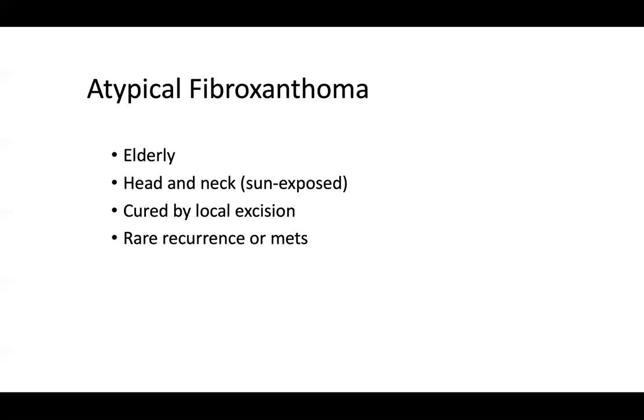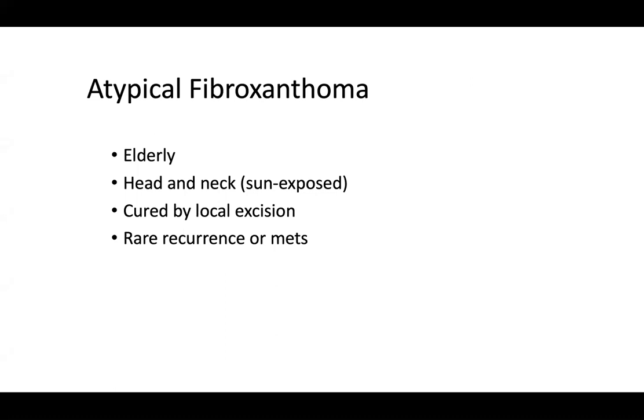Moving on to atypical fibroxanthoma. These occur in the elderly, often on the head and neck and sun-exposed areas. They can occur on the ears, but mostly you're going to see them on the scalp. Anywhere on the head and neck, they're very common. They're going to present as ulceration, as bleeding, as neoplasms that are growing quite large pretty rapidly.